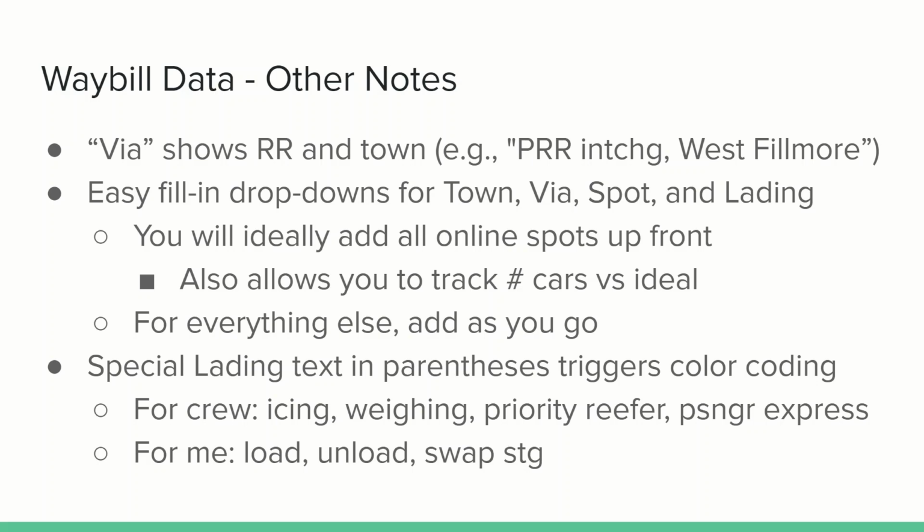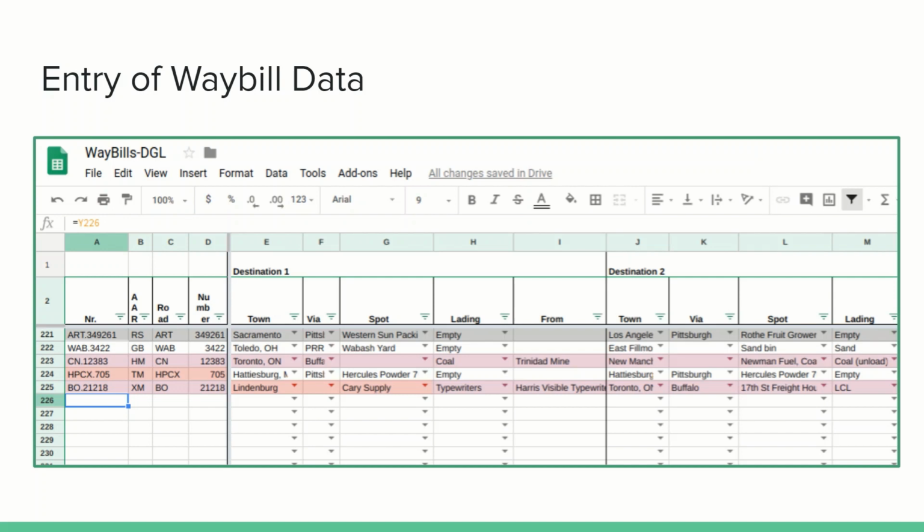And then I do use some special text that's enclosed in parentheses within that lading column, which triggers some color coding for that particular data point. So I have information that I supply to the crew indicating when a car needs to be iced or a car needs to be weighed, if it's a priority reefer that gets some special treatment, or a passenger express. I also use that same mechanism to give information to me in between sessions, telling me about cars that I need to load, to unload, or to swap in staging.